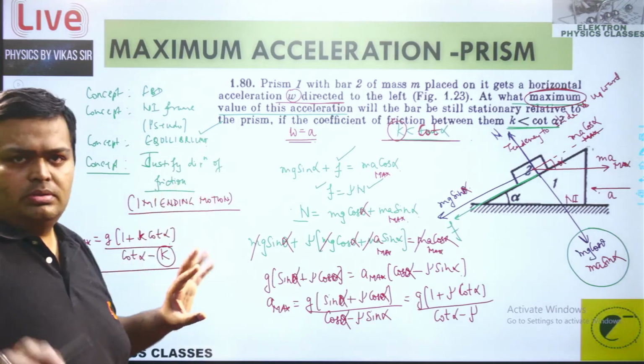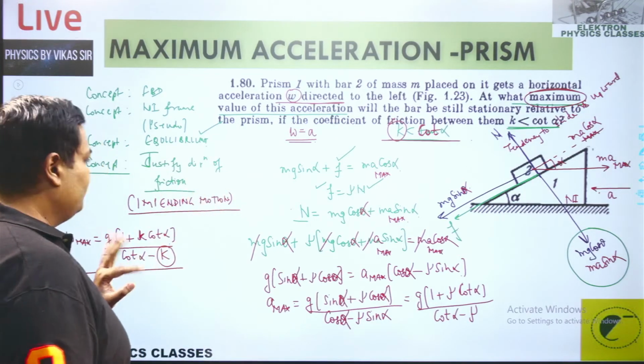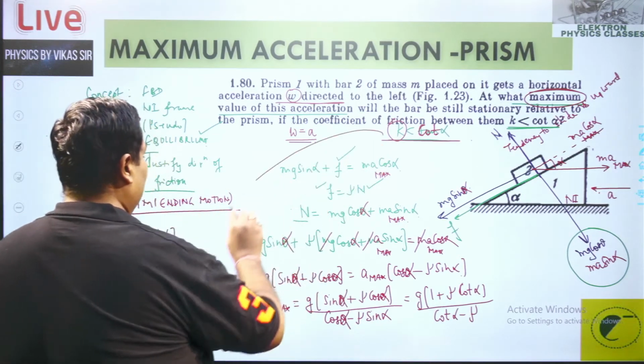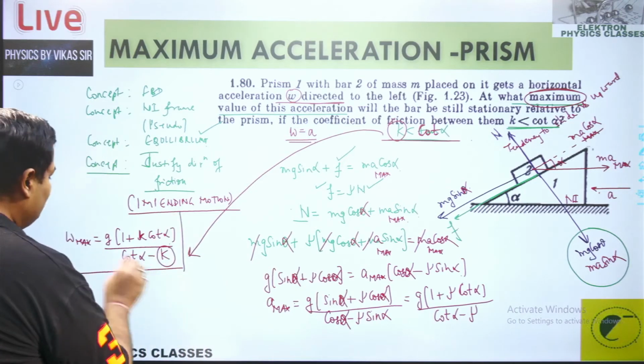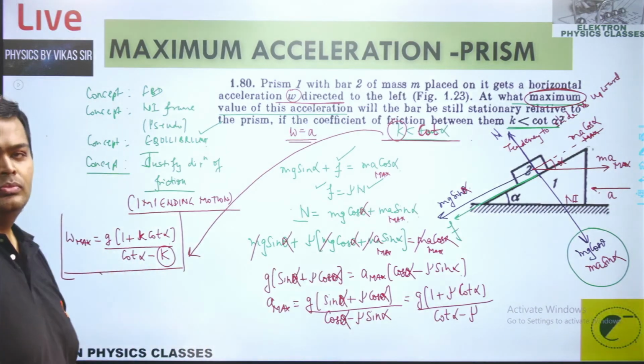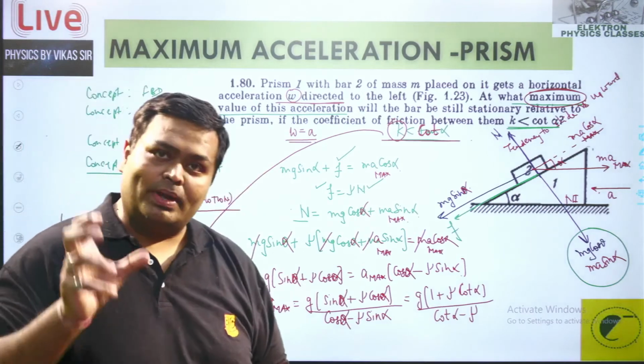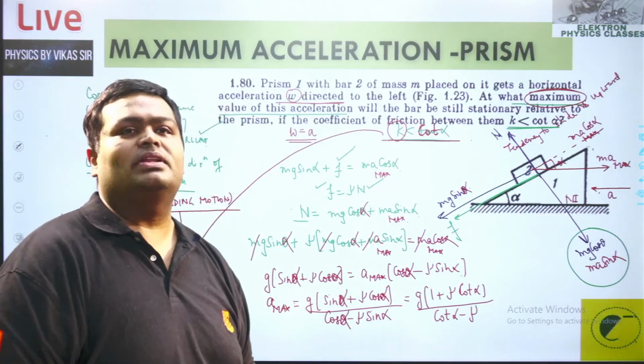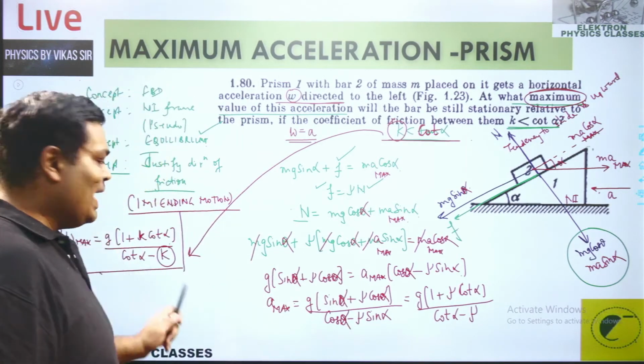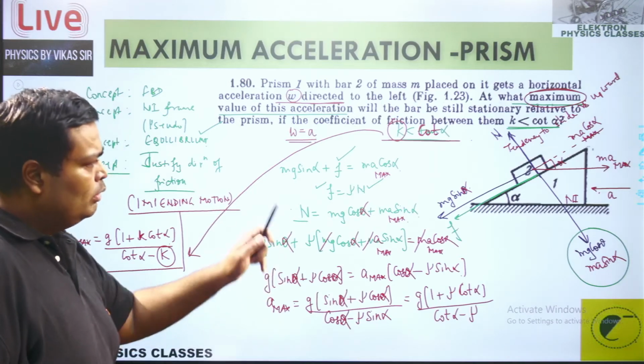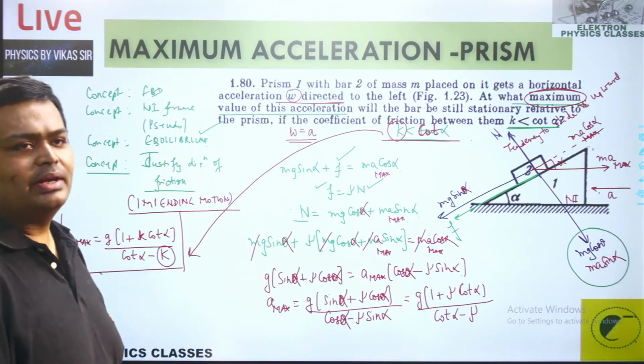This idea is understood, that why K was given less than cot alpha, because that is a clubbed condition. Without that condition, you cannot generate this answer. So if that is not given, you must mention alongside the solution that K has to be less than cot alpha for this condition to be valid.